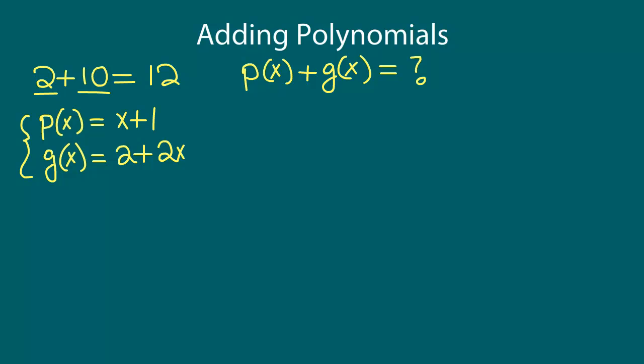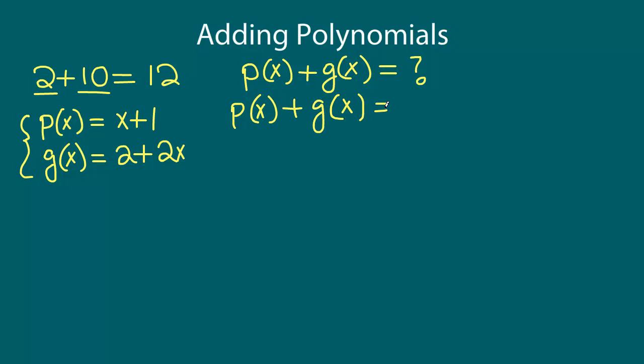Now, there are only two steps that are involved. The first step is we write each of the polynomials in standard form. We have seen earlier how we do this. We simply arrange the terms from the highest power of the variable to the lowest power of the variable. And the second step is we combine the like terms. So let's first write each of the polynomials in standard form.